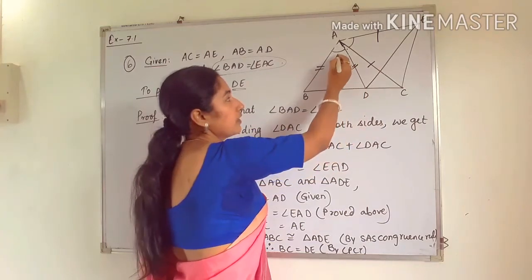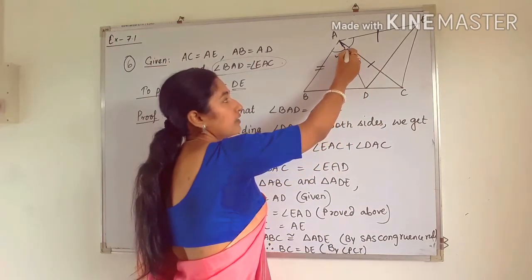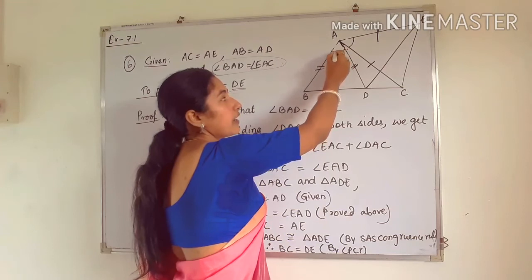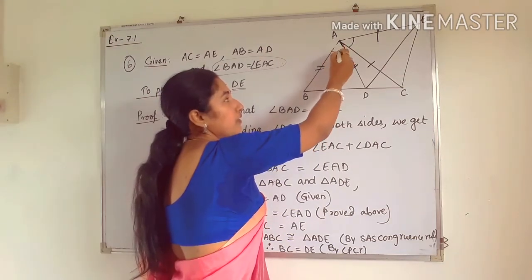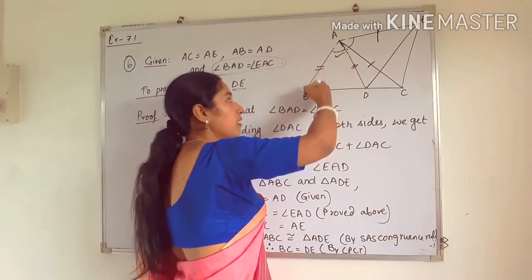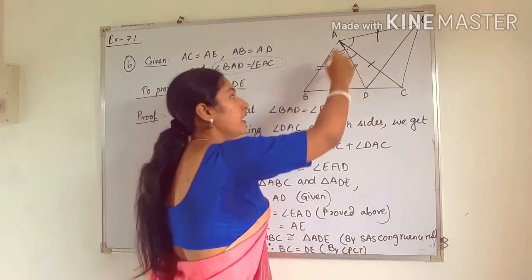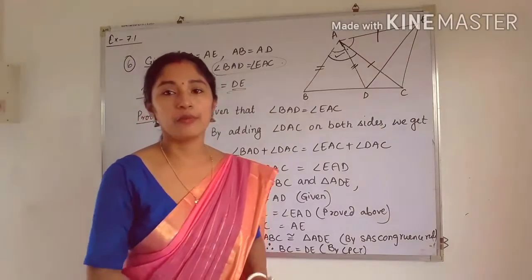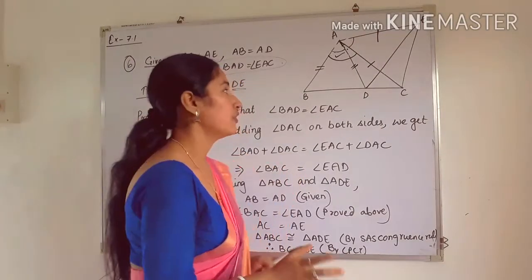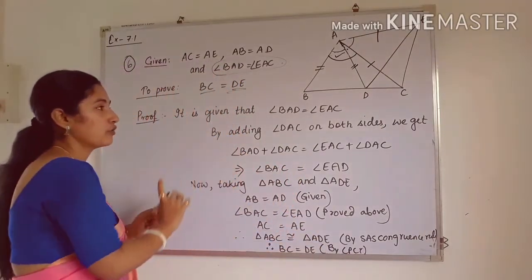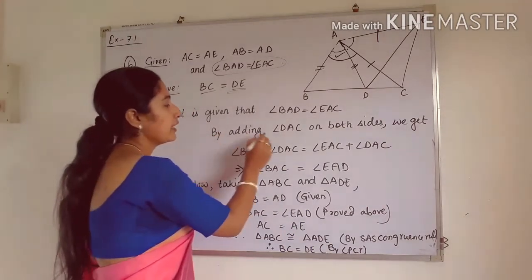So if I add this part, this angle, to this angle, what will happen? This plus this will be the whole angle BAC, and angle BAC, that means this whole angle, lies in the triangle ABC. So first of all we will prove it. First of all, what I have done is add angle DAC.